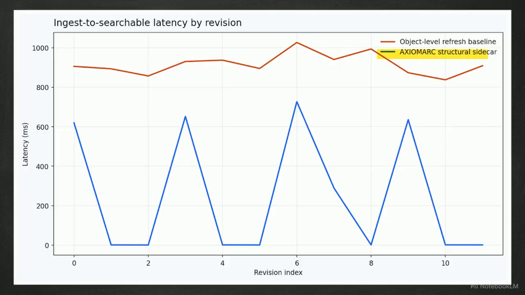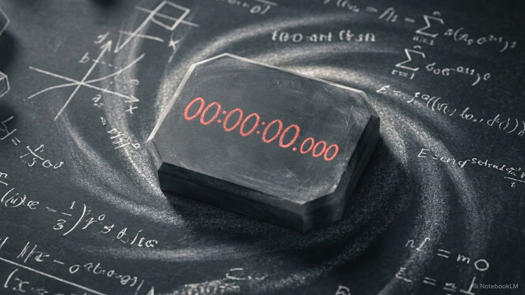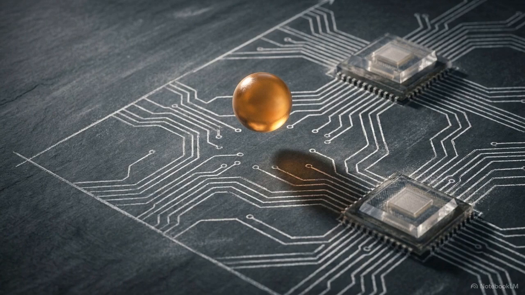The red line represents the standard baseline, requiring roughly 900 milliseconds of overhead to evaluate data. The blue Axiomark sidecar registers periodic processing spikes, but immediately drops to exactly 0 milliseconds for subsequent revisions. Under a standard bit-level evaluation model, a 0 millisecond overhead for data revision ingest is theoretically impossible. Even the most basic memory retrieval requires fractional clock cycles.